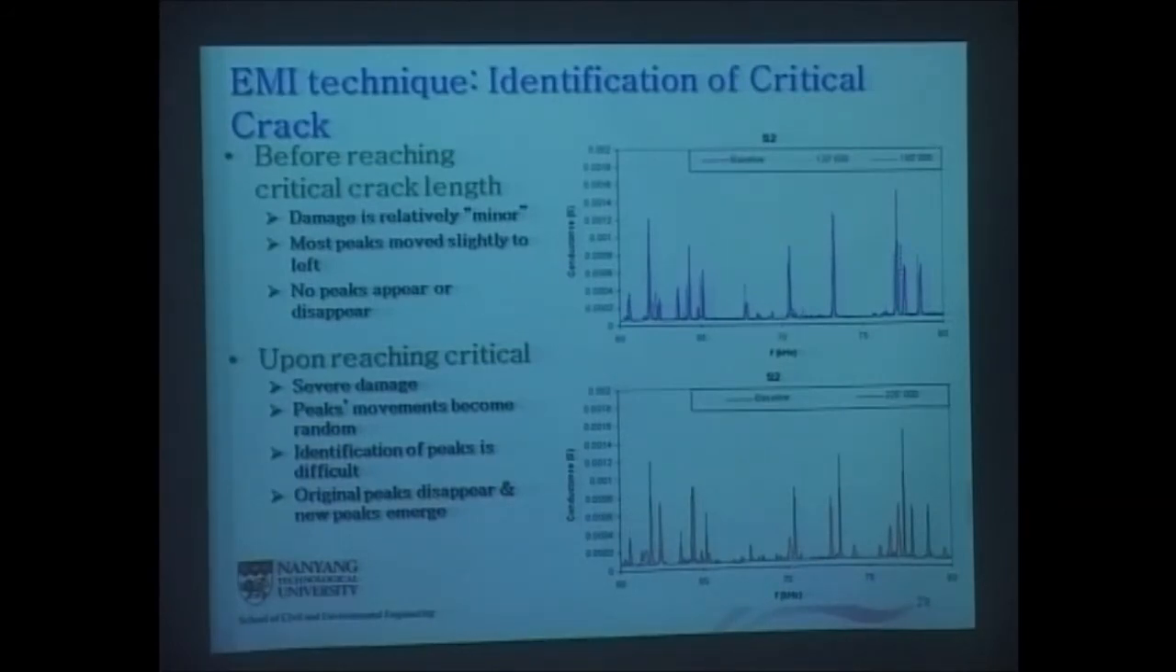And then at the critical crack stage, the damage is relatively minor. For most cycles, no peaks appear or disappear, before reaching this. When you reach the critical stage, we have some that are not very consistent with the previous. So some appear, some disappear. When we identify this, we know that we have reached the critical stage, and this is experimentally proven. It's a very good indication that we have reached the critical stage.